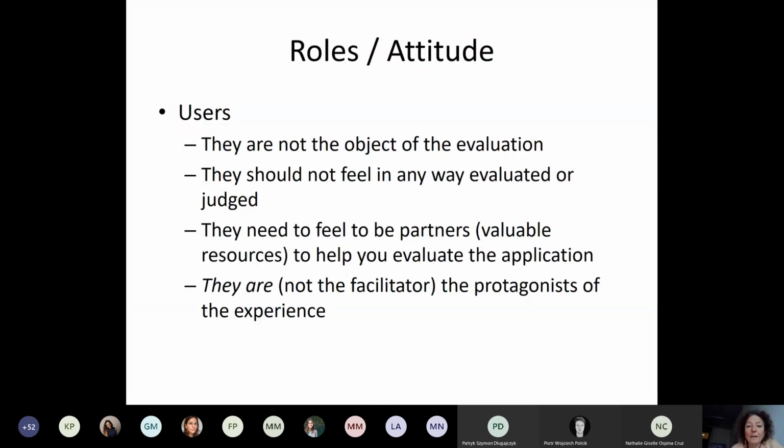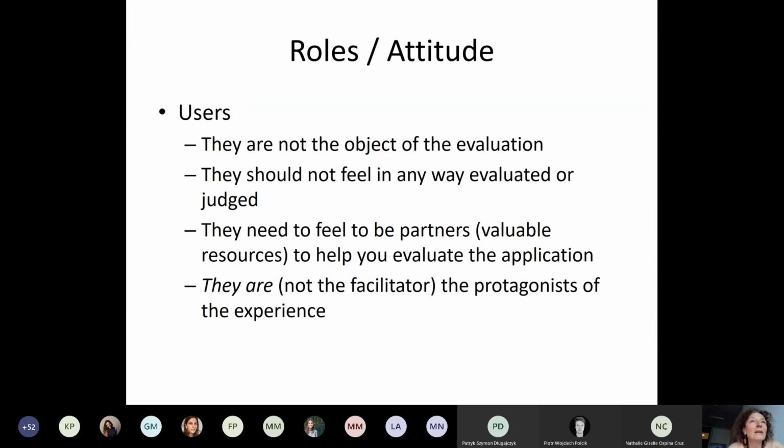Okay, so it's important to make clear to the user that the subject, the object of the evaluation is not the user, but the system, and so that they should not feel in any way evaluated. And they're really partners of your evaluation. And you will experience that if you decide to test your application, creating a good atmosphere with the user is really important.